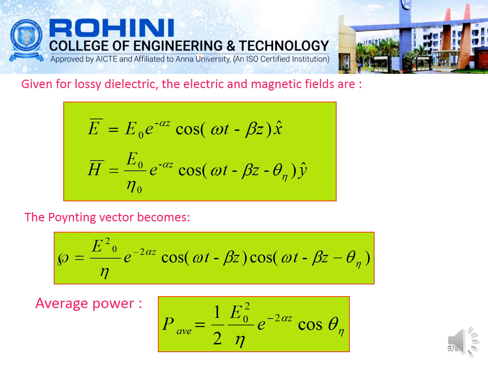For a lossy dielectric, the electric and the magnetic fields are represented in terms of the E vector and the H vector, where the electric field is E naught into e power minus alpha z into cos of omega t minus beta z into x cap. We apply this in the Poynting vector equation. Finally we get the Poynting vector and the average power.